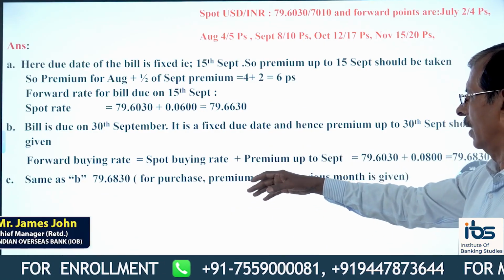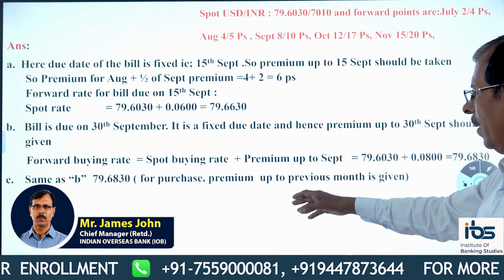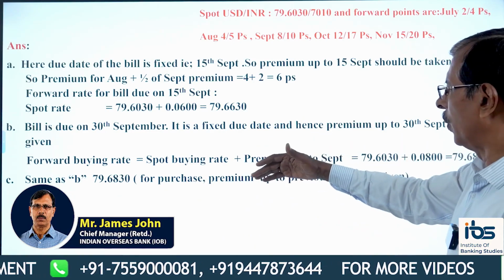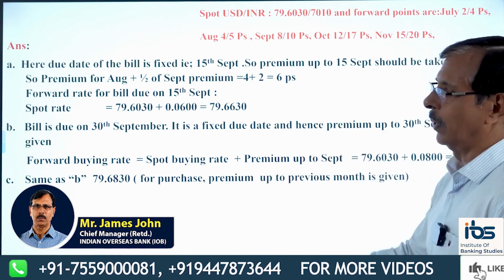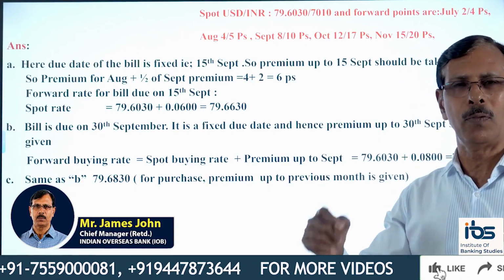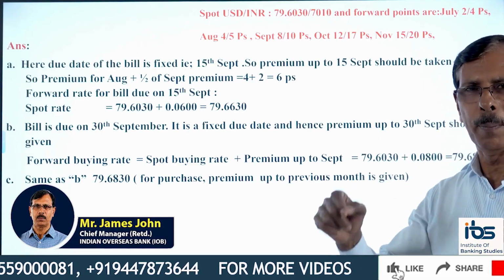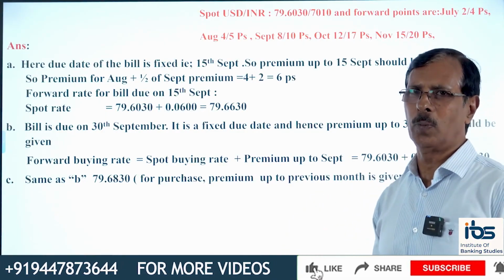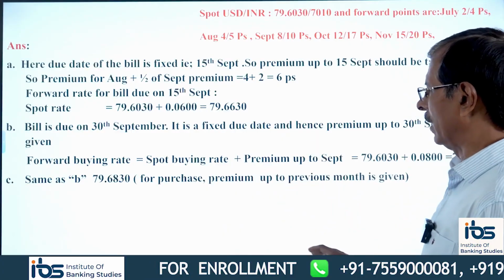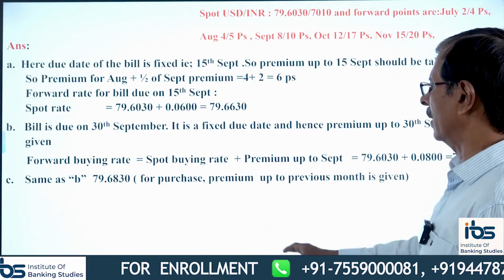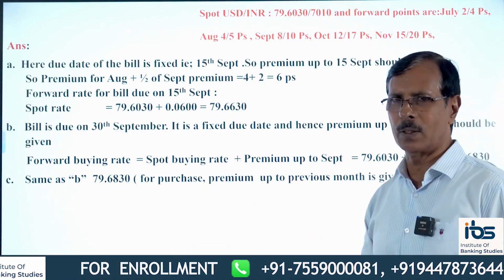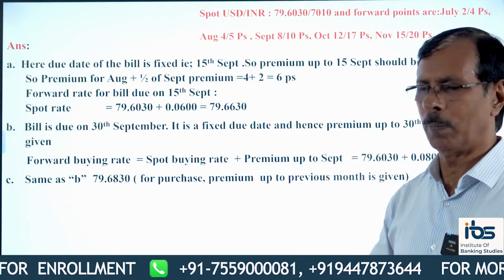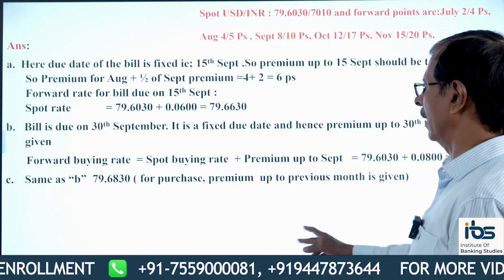C, same as answer B, because here the question is the bill due in the month of October. Bill due in the month of October means it is expressed in a month. Month means it can be any day between 1st October to 31st October. So in that case, we apply that rule, which I have already explained. Since the currency is at a premium and the transaction is buying, we give the premium up to the previous month. So bill due in October means we give the premium up to September only. So the same answer as B.